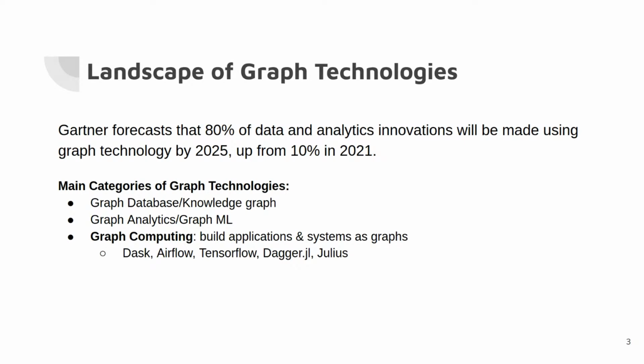Today's workshop is about graph computing, which is about how to build systems and applications as graphs. The platforms in this space include Dask, Airflow, PyTorch, TensorFlow, Dagger.jl, and of course Julius. These software provide ways to build complicated systems and applications as a graph. So the first question you may ask is, why do we want to do that? Why do we want to build a system as a graph?